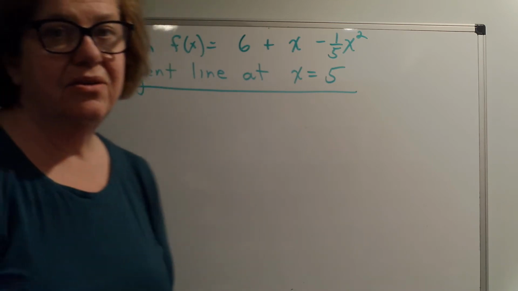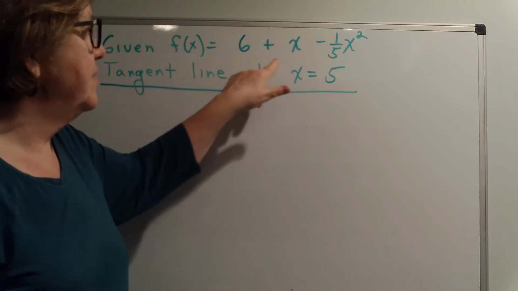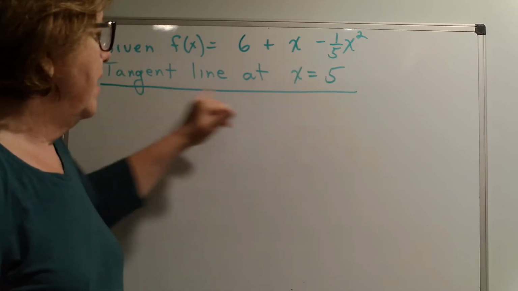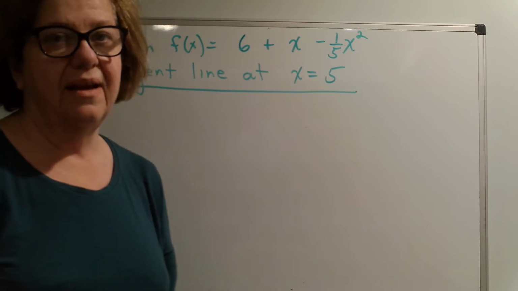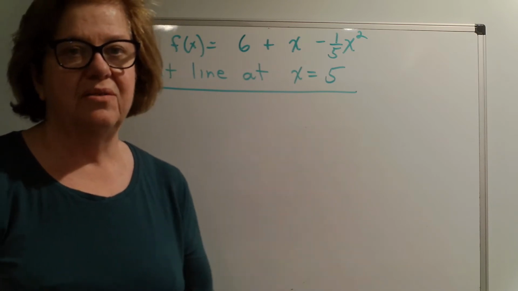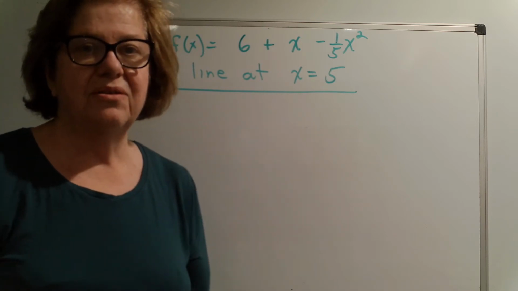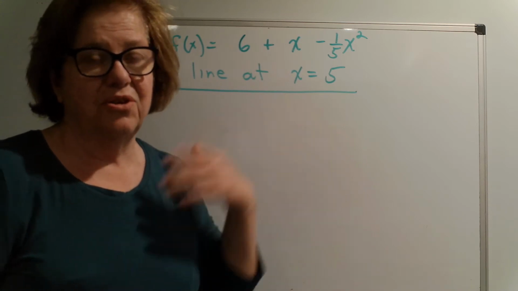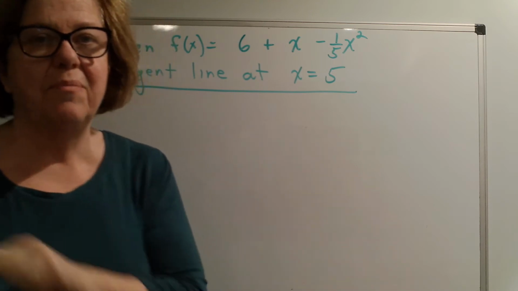So what I'd like you to do is consider this problem. You have a function, f of x equals 6 plus x minus 1/5 x squared. Get the equation for the tangent line at x equal to 5. Now you say, yes, we've done this a million times. This is one application of the derivative that we're going to talk about. So what I'd like you to do is shut off the video for a minute and do this problem and then come back.